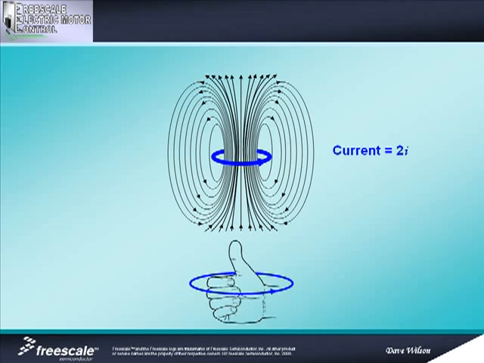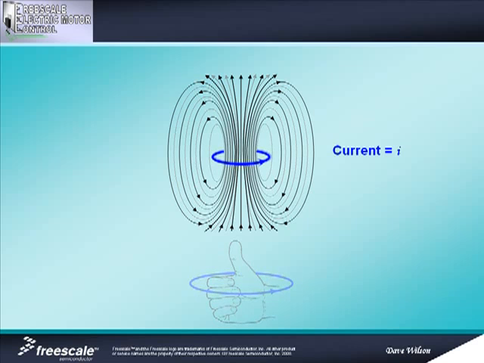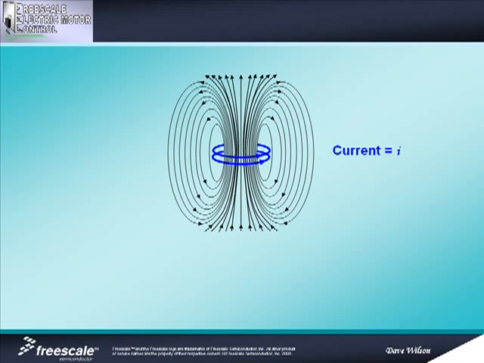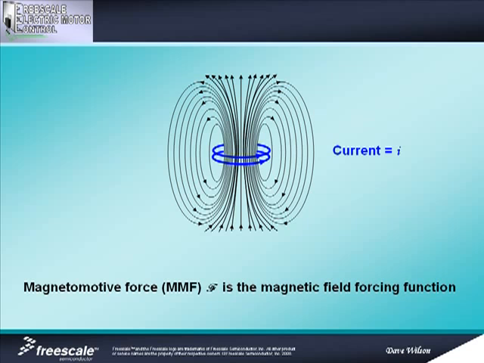So the flux which is generated in free space is directly proportional to the current that's flowing in the wire. But we can also get this same effect by using the same current but passing it through 2 loops of wire, as shown in this example. So we conclude that the amount of flux is also proportional to the number of turns in the loop of wire. From this we define a magnetic forcing function called magnetomotive force, or simply MMF, which is the product of the number of turns in the wire and the current flowing through that wire.